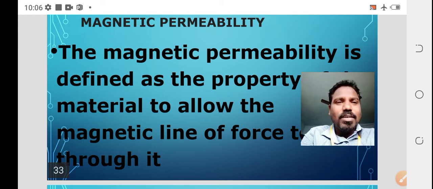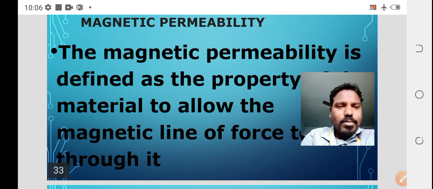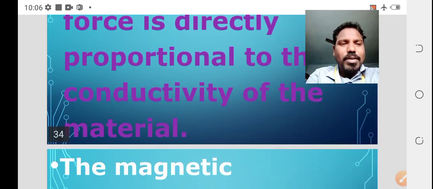If the magnetic lines of force are passing through a magnet, it is not an imaginary concept. We can prove it practically. It's not like electrical lines, which are imaginary; here the lines are real. You can easily find the lines passing through the magnetic material. So the lines of force passing through a magnetic material is called magnetic permeability. You can see this figure.